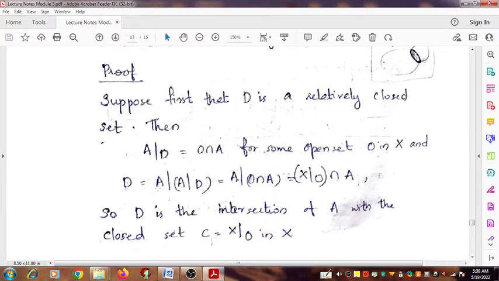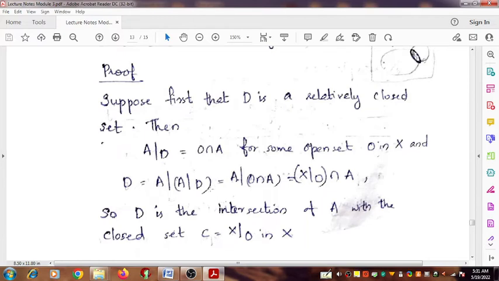So this is like taking the complement of a complement, an operation like that. So A minus D. Then we know that the complement of the complement equals A. It's similar to that. So D equals A minus (A minus D).